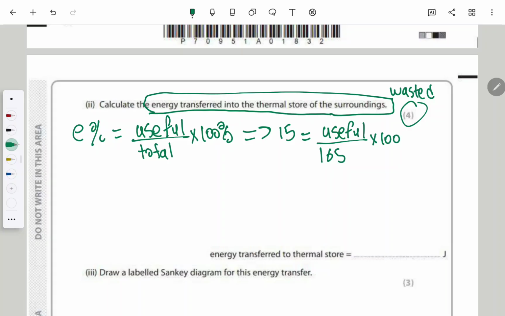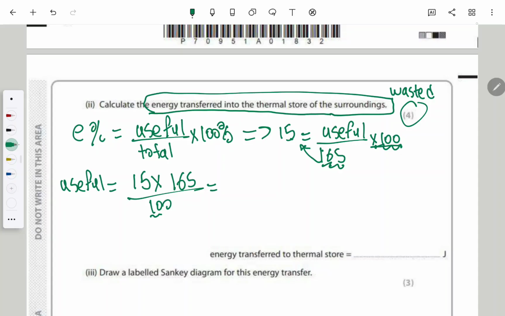Now let's rearrange the formula. Useful energy equals: you need to take this to the other side as a multiplication because it's a division here, and you need to take this to the other side as a division since it's a multiplication here. The way it's going to look is 15 multiplied by 165, because here it was divided, on the other side it's going to be multiplied, divided by 100, because here it was multiplied, on the other side it's going to be divided. I just put all the numbers in the calculator, and the useful energy is 24.75 joules.